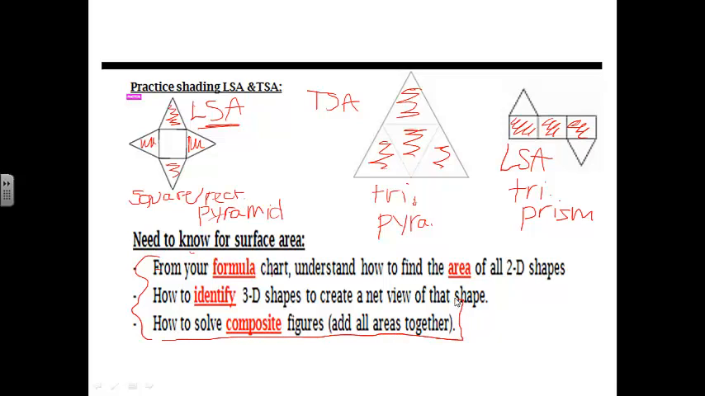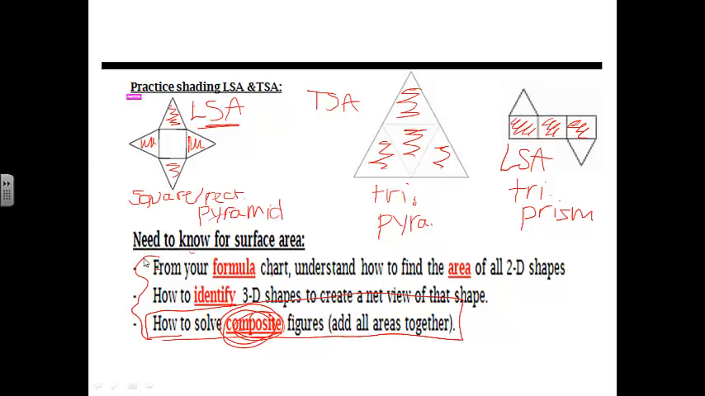Exactly. I hope you just read this. It is how to solve composite figures. So all you're doing is adding all the areas up, just like we did with composite figures. This is exactly like it. We just have to know our vocab. Is it lateral? So we exclude the base. Or is it total? We include the base. So that means we get everything.